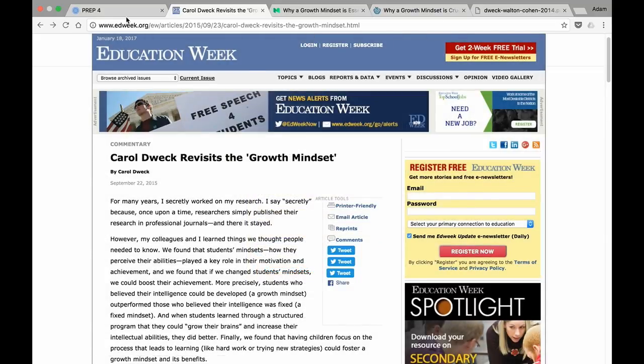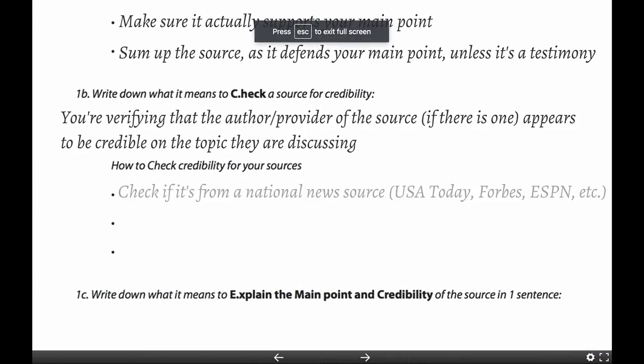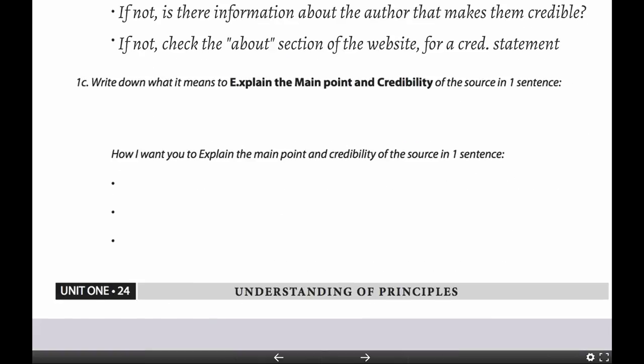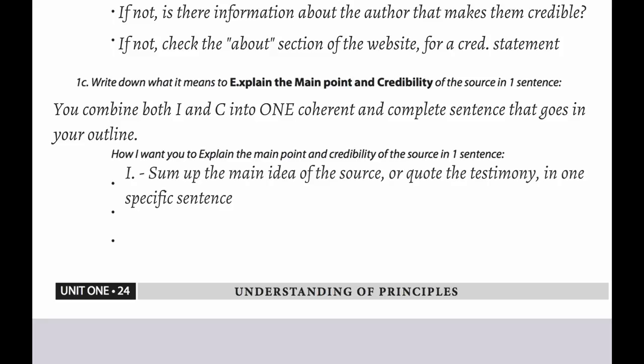The next part is to take the credibility statement and, of course, the identifier of the source itself, and we want to explain it. So you simply take I and C and put them into one coherent, complete sentence that goes in your outline. If it's a testimony, it's really simple, right? Because now all I have to say is, according to Dweck, in 2015, according to Dweck, who's a psychology professor at Stanford and author of Mindset: The Psychology of Success, comma, and then I would just insert the testimony and I would be done.